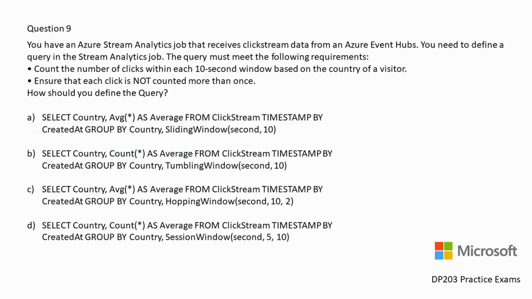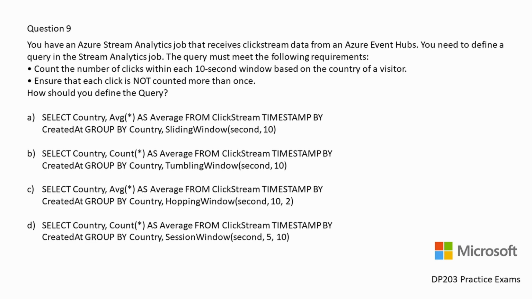Now to question 9. You have an Azure Stream Analytics job that receives clickstream data from an Azure Event Hub. You need to define a query in the Stream Analytics job. The query must meet the following requirements. Count the number of clicks within each 10-second window based on the country of a visitor. Ensure that each click is not counted more than once. How should you define the query?